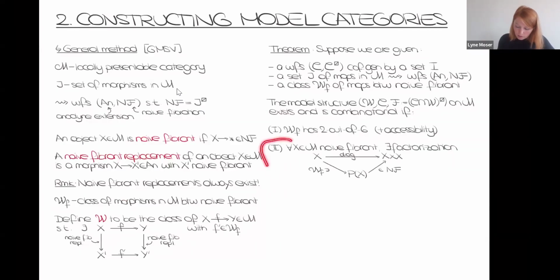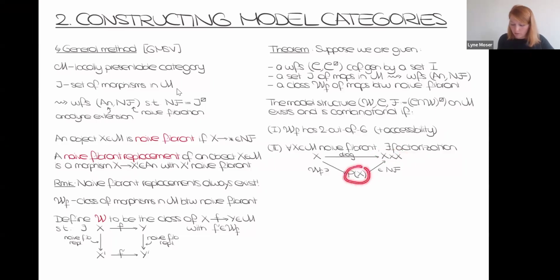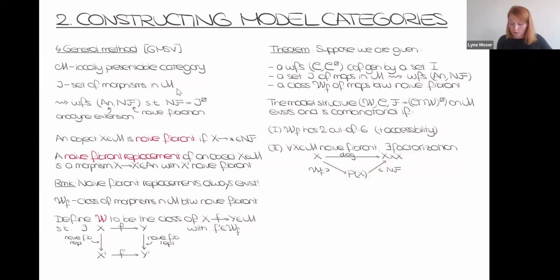And the second condition is going to be a path object condition, as we've seen before. So every time I start with a naive fibrant object, I can factorize my diagonal morphism into a map, which is in my class W_F, followed by a naive fibration. And so here you can see that because X is fibrant, then the product is also naive fibrant. And so in particular, PX is also naive fibrant because this map is a naive fibration. So this is all well defined. This is indeed a map between naive fibrant objects.